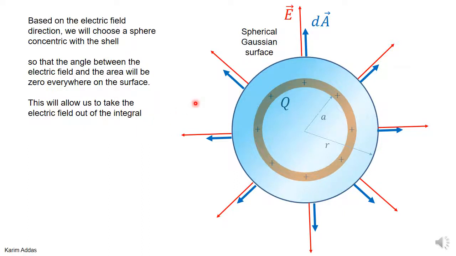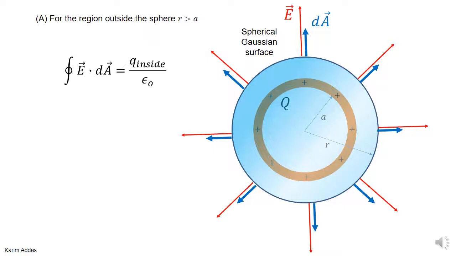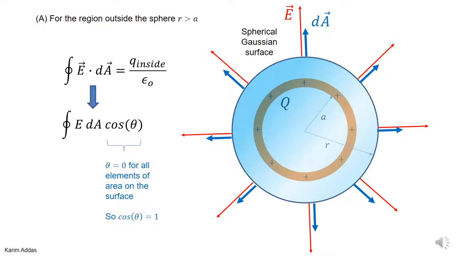You take a spherical Gaussian surface, because the area vector and electric field vector at every single point on the spherical surface will be in the same direction, and the angle will be 0. And that's the way you can get rid of the dot product. So we start with Gauss's law, and E dot dA becomes E dA cosine theta, but theta is equal to 0 for all the elements. So cosine 0 is 1, and that means that this dot product has now disappeared.